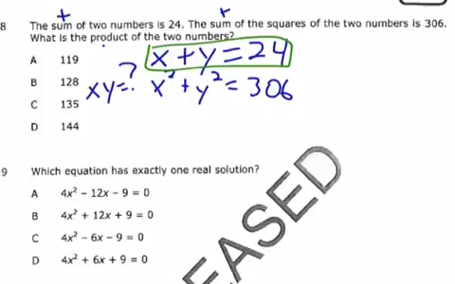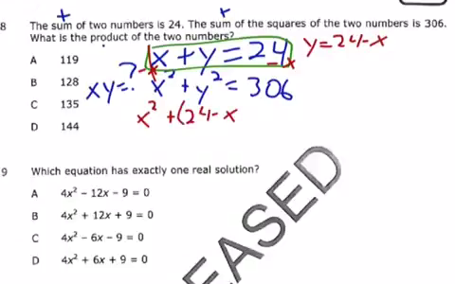So if I subtract x from both sides, then it would just be y equals 24 minus x. And then I can plug it into this equation. So every time I see a y, I have x squared plus, and instead of y I'm going to put 24 minus x, and then squared, equals 306. This is substitution. And then it's not as simple as just squaring each of these. That's not how you do that. We need to expand it out.